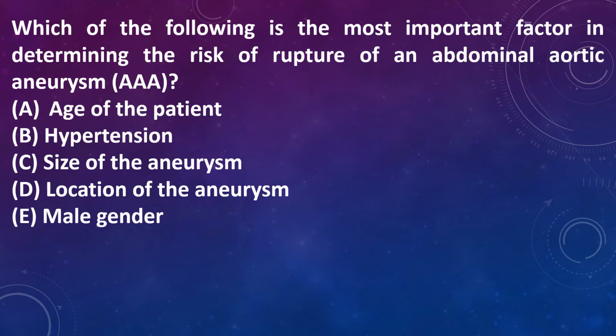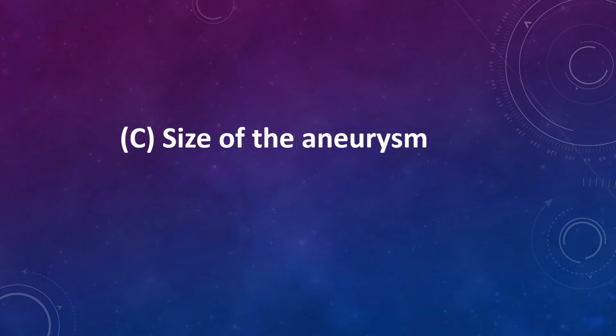Which of the following is the most important factor in determining the risk of rupture of an abdominal aortic aneurysm? A. Age of the patient. B. Hypertension. C. Size of the aneurysm. D. Location of the aneurysm. E. Male gender. C. Size of the aneurysm.